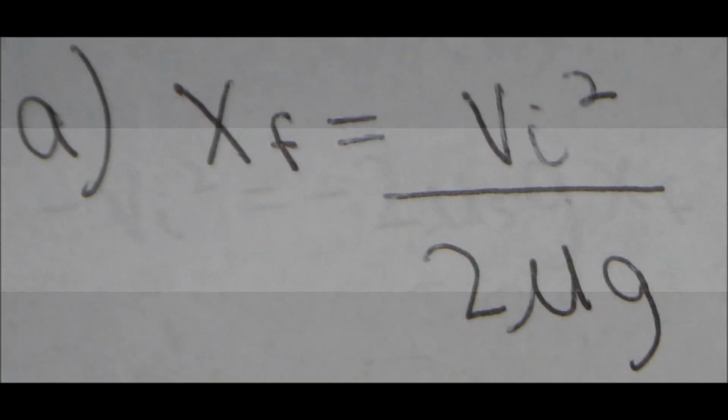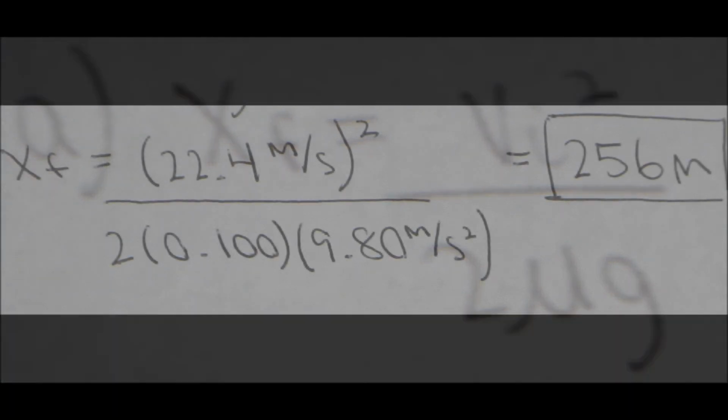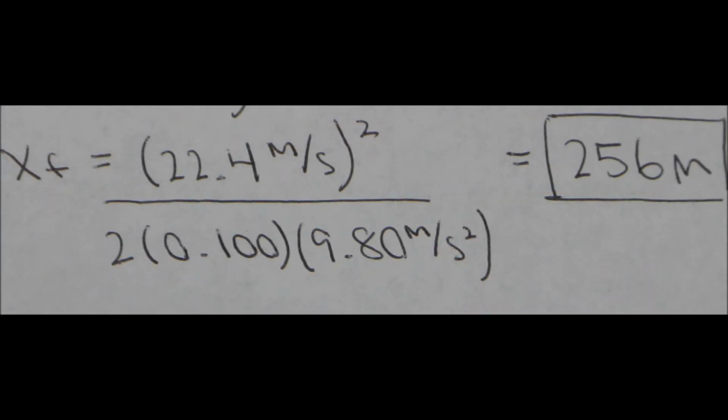So for part A, we divide both sides by negative 2 multiplied by the coefficient of static friction multiplied by gravity, and we get for the final distance traveled: the initial velocity squared over 2 multiplied by the coefficient of static friction multiplied by gravity. So we get (22.4 meters per second) squared over 2 times 0.1 times 9.80 meters per second squared, which equals 256 meters.